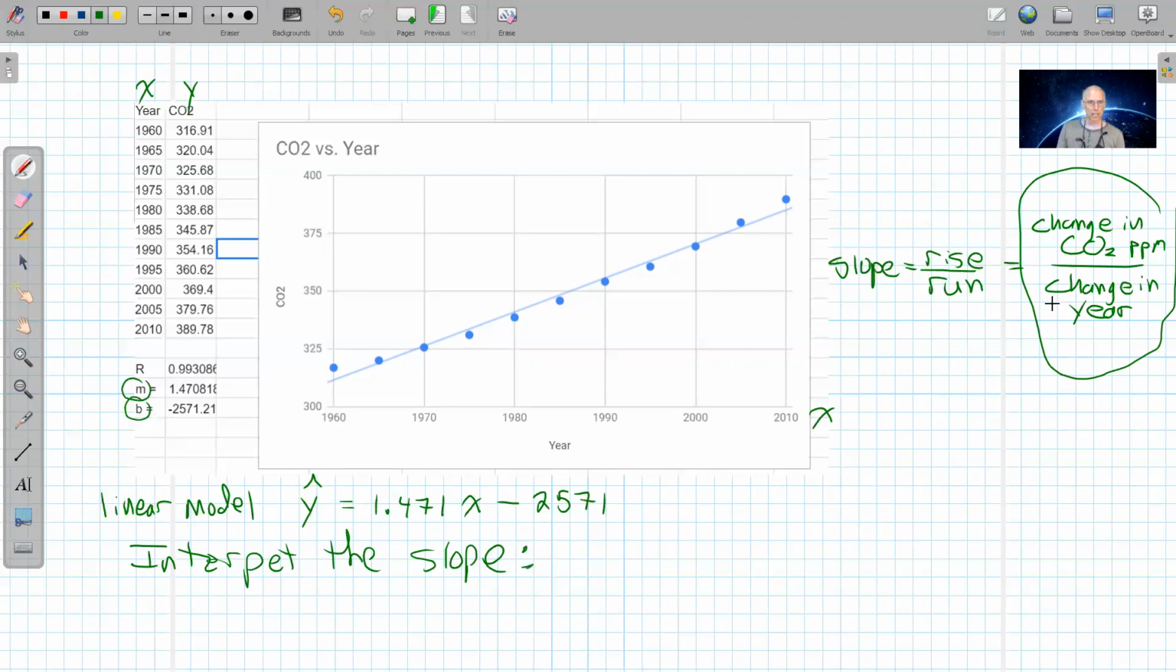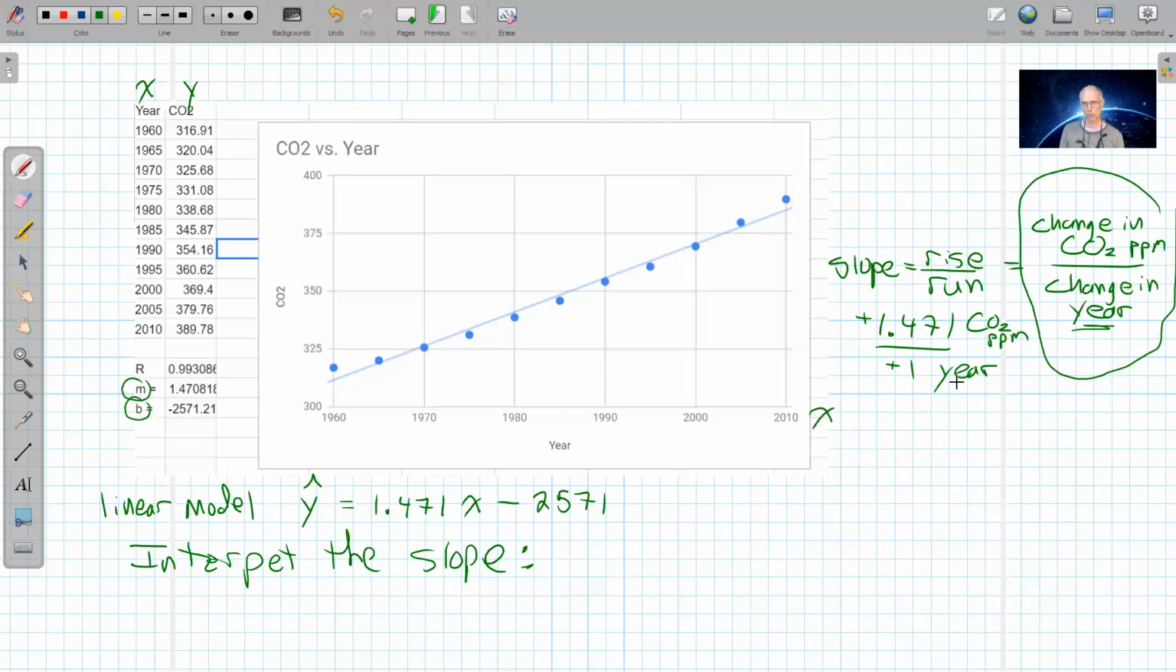So let's see, our slope is 1.471. It's not initially a fraction, so then I write it over 1. So this means an increase of 1 year, right, because years are on the bottom. And this is positive, so that's an increase of CO2 in parts per million. So I gotta get that into a sentence.